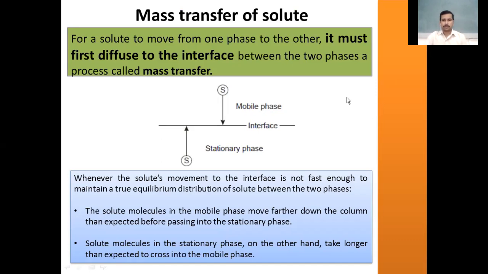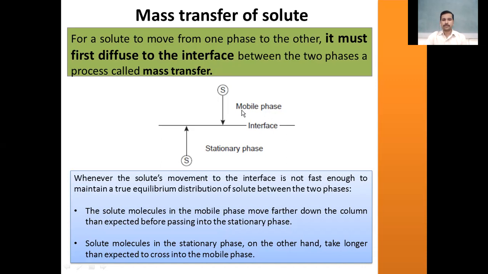When you introduce the sample to the chromatographic column containing either a single solute or multiple solutes, solute molecules have to be partitioned between the stationary phase and mobile phase in order to have a suitable separation process. Adequate separation will be possible only when a solute has the capability to undergo partitioning between stationary phase and mobile phase. For a solute to move from one phase to the other phase, it has to diffuse first into the interface. You can see there is an interface between the mobile phase and the stationary phase.